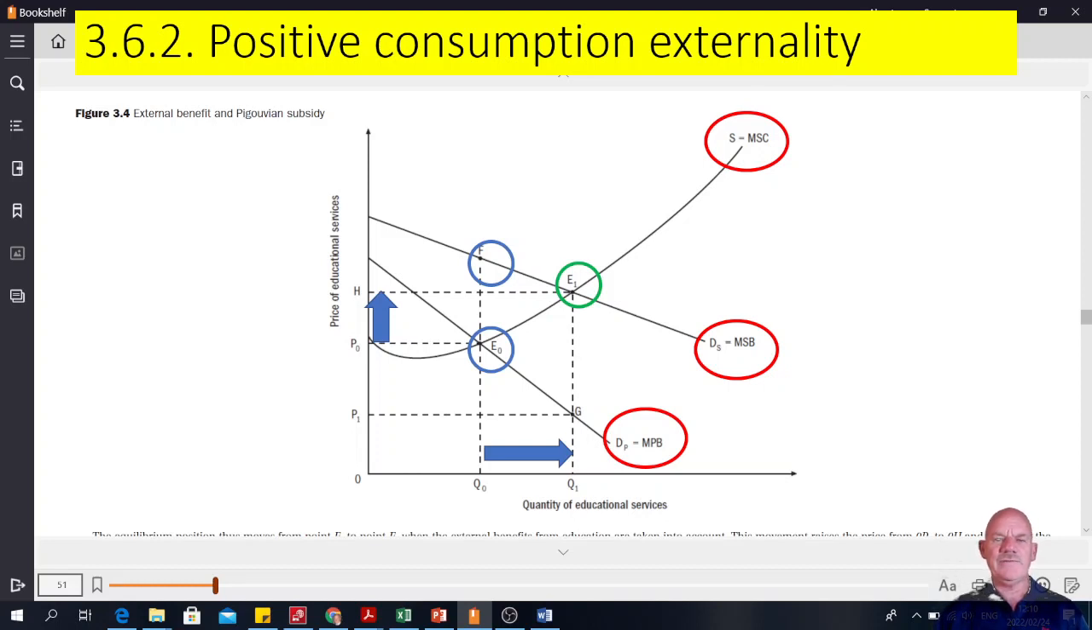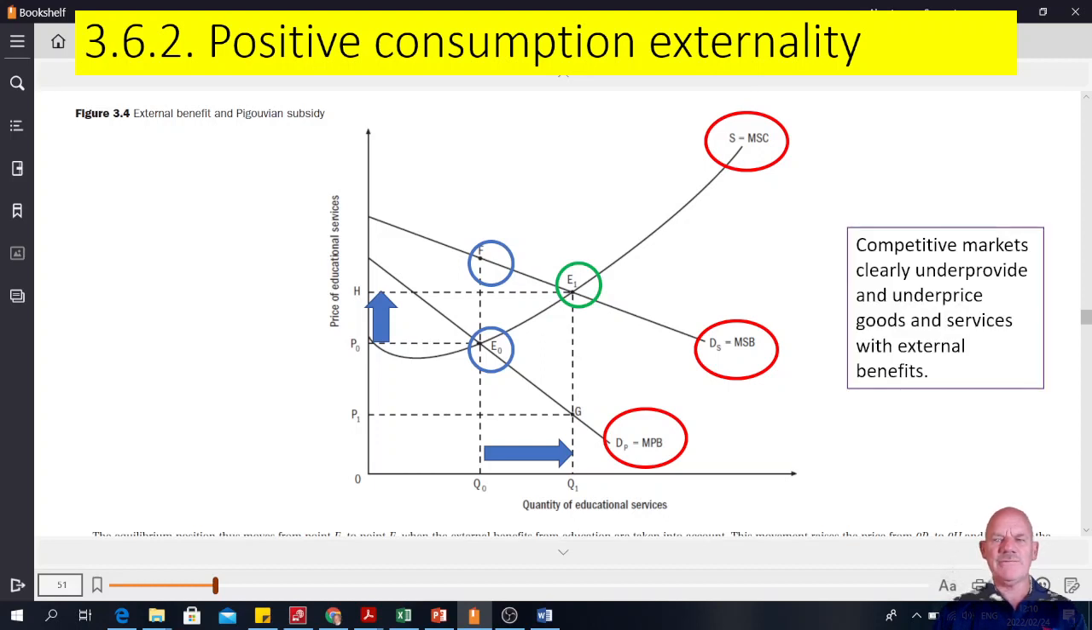Okay, in the previous video we ended with this graph, and we said that the ideal situation, so we're looking at external benefits of educational services, is that we would want more educational services than what the private sector would be willing to provide. Hence, the government should subsidize educational services.